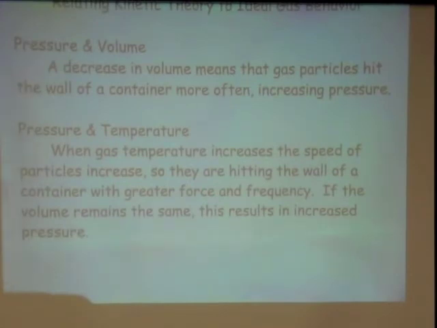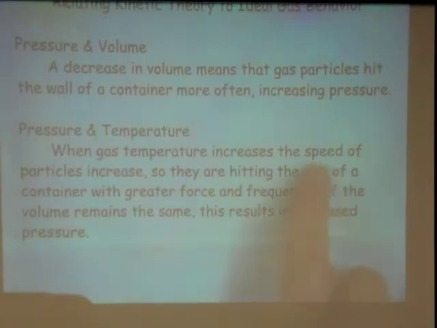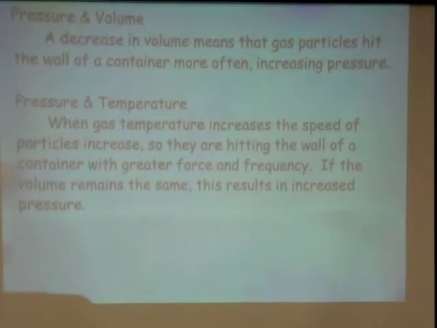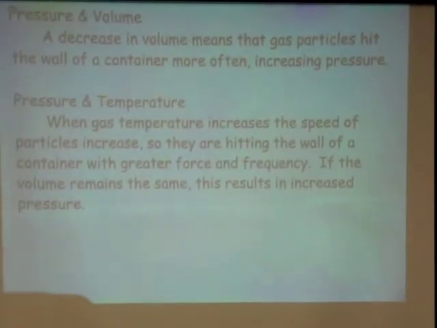So when gas temperature increases, the speed of the particles increases. Now we know, you guys, this is kinetic energy, but in this case, mass isn't changing, so it's the same gas molecule at the time. So it's easy for us to think of it in terms of speed, and it's appropriate, actually. So when gas temperature increases, the speed, technically the kinetic energy of particles, increases. So they are hitting the wall of the container with greater force and greater frequency.